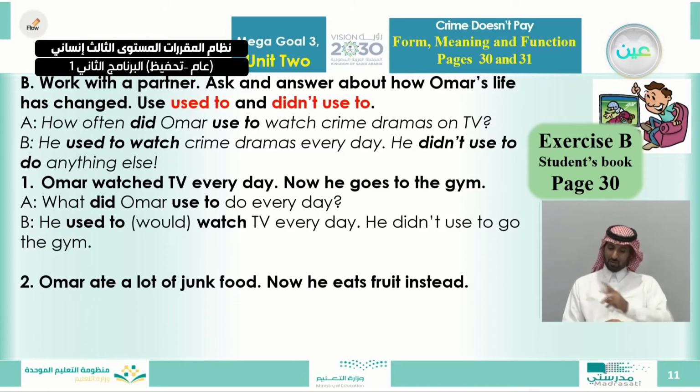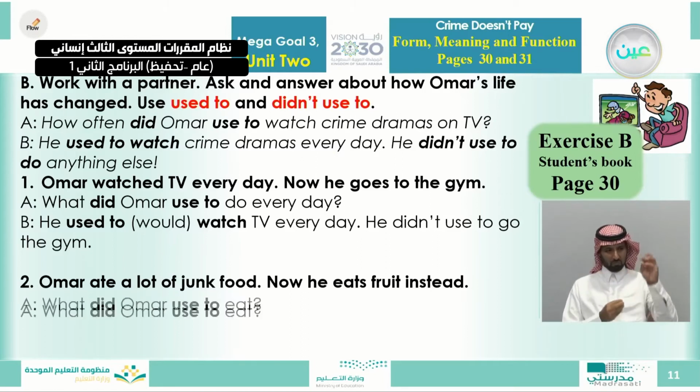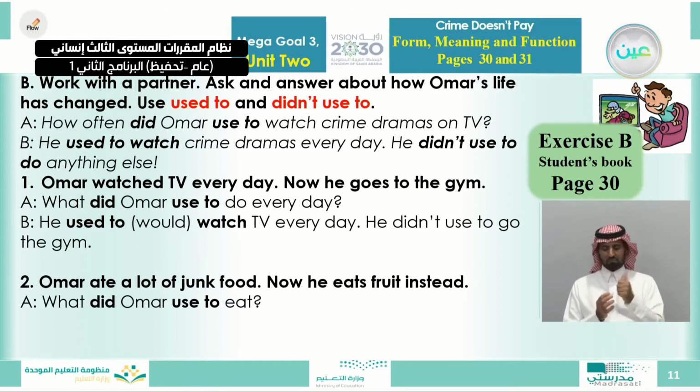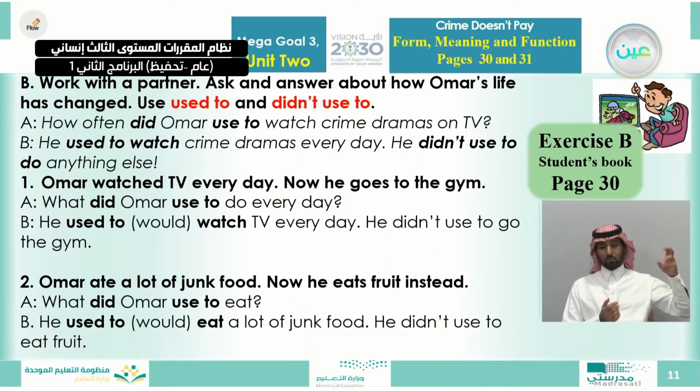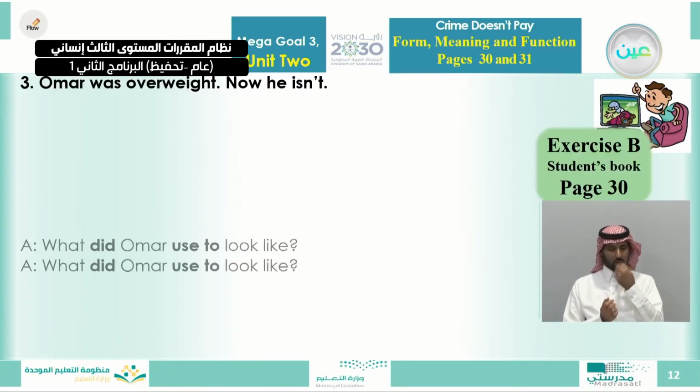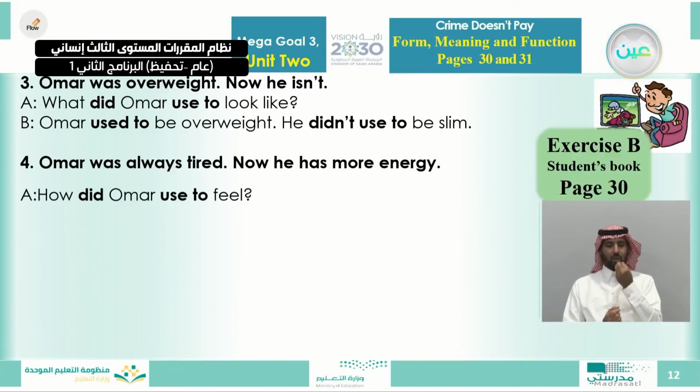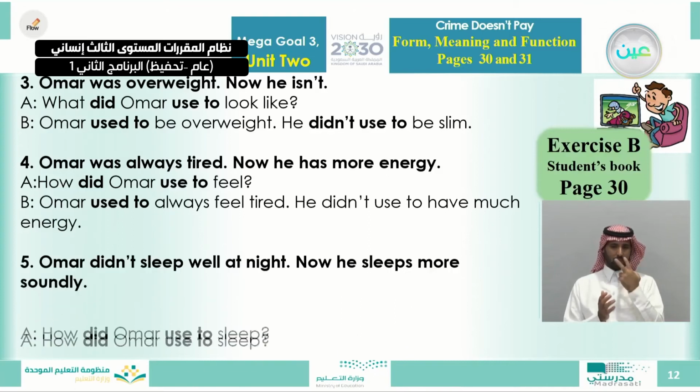Because he was not wise enough before, he used to eat a lot of junk food. But now he eats fruit instead. How can we ask, what did Umar use to eat before? He used to eat junk food, but now no more. He eats fruit.